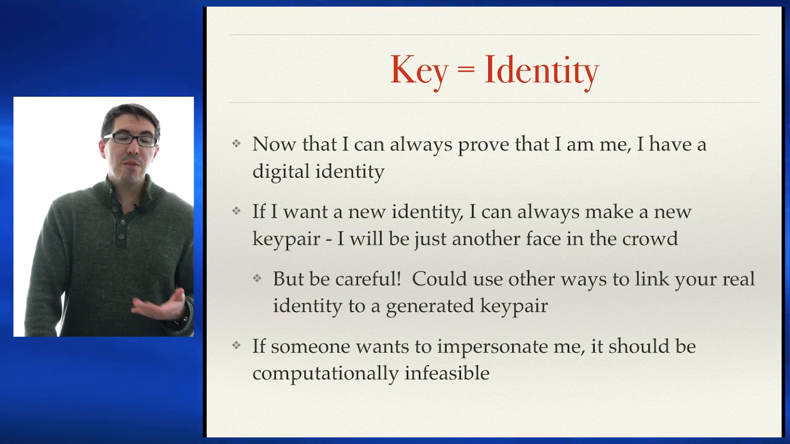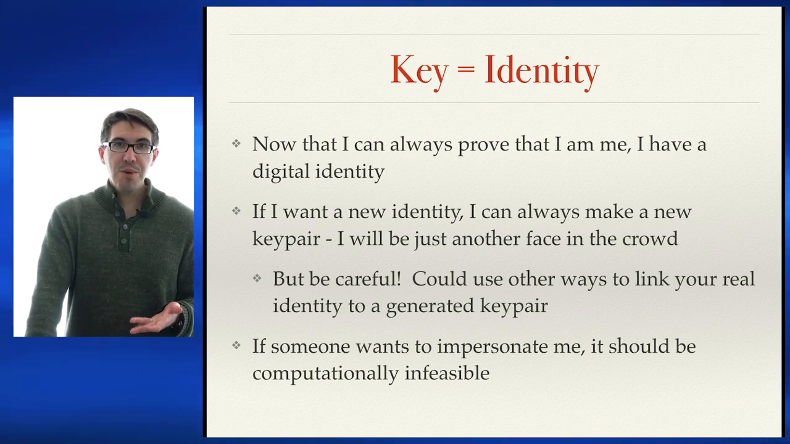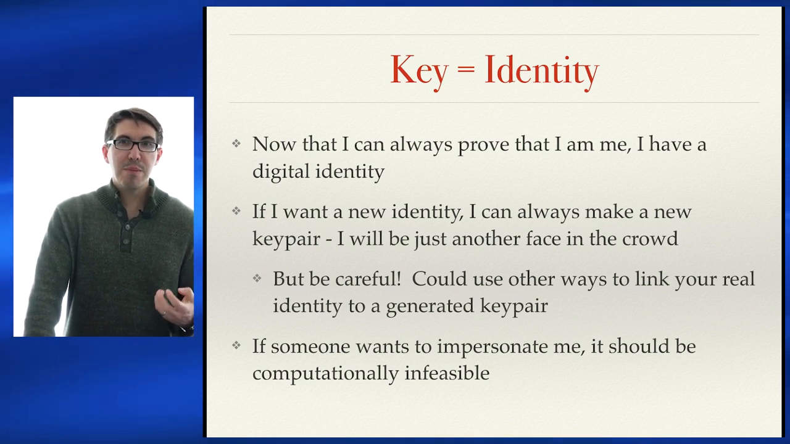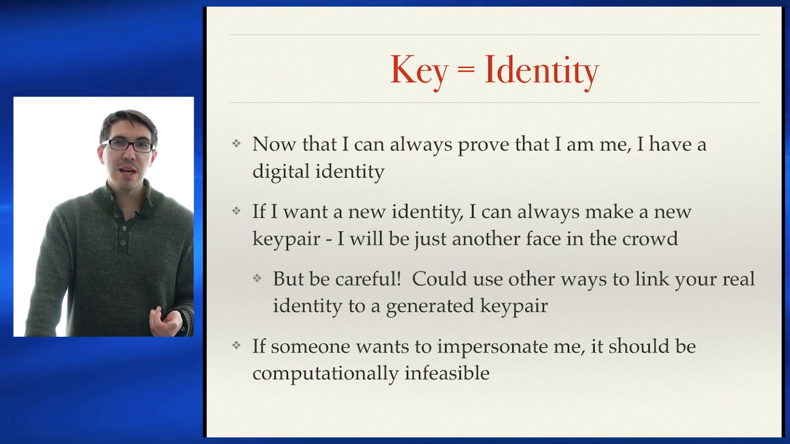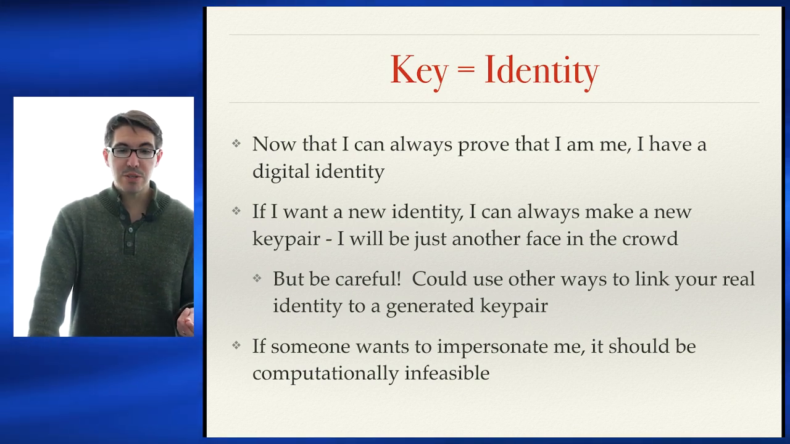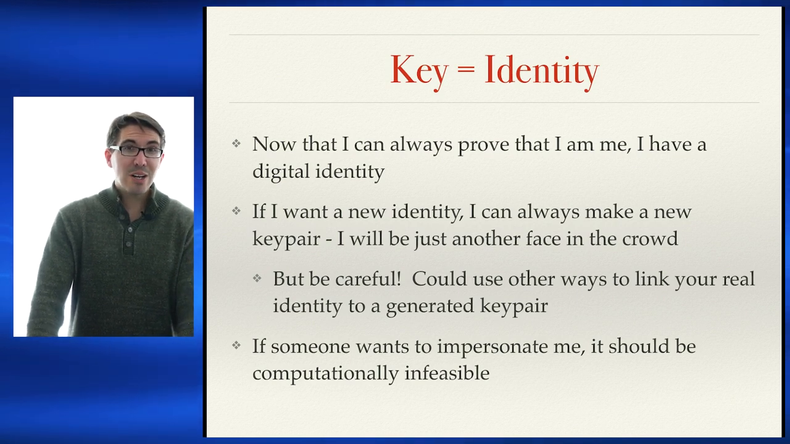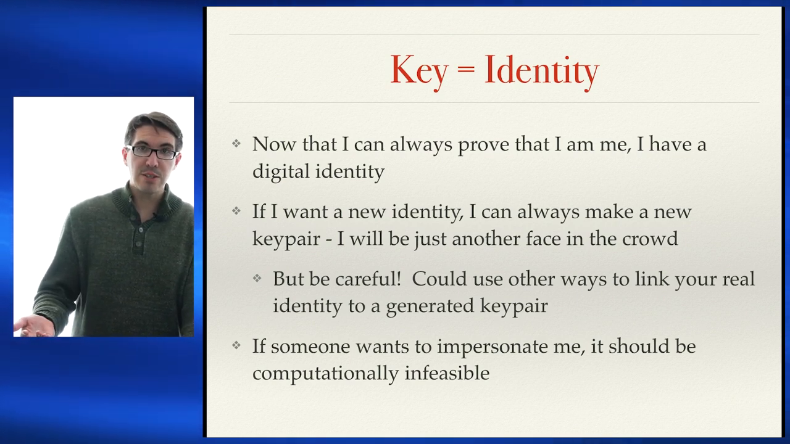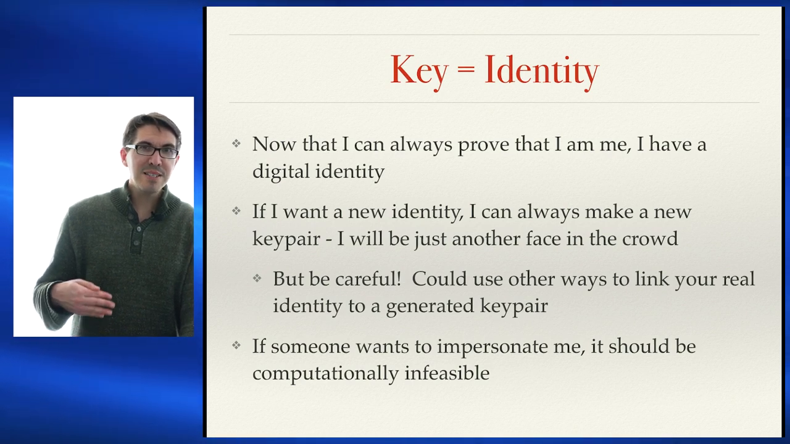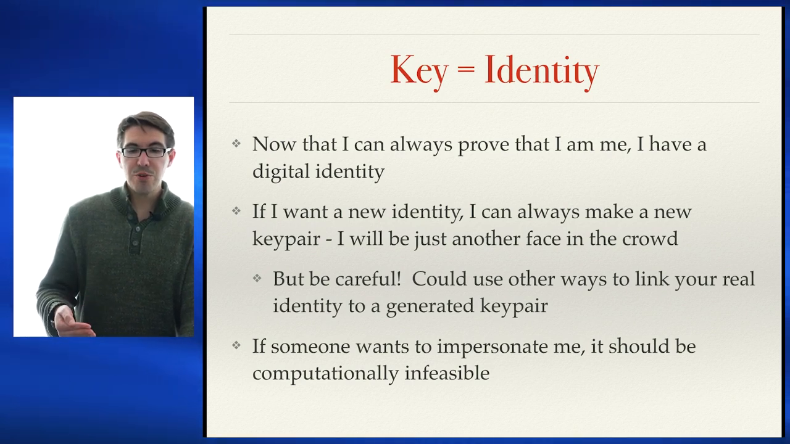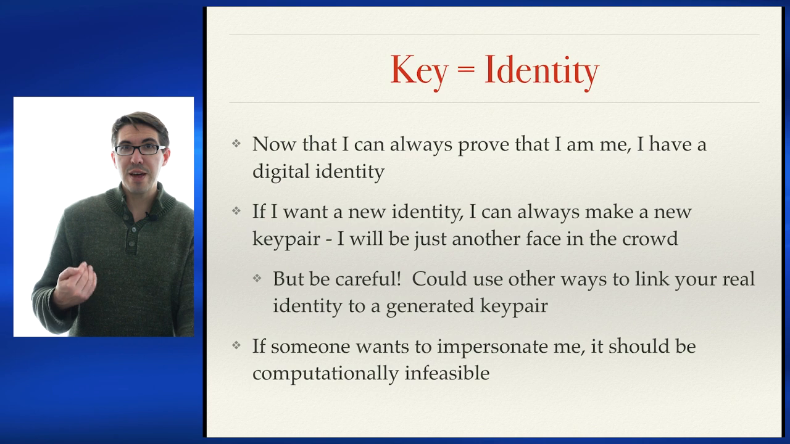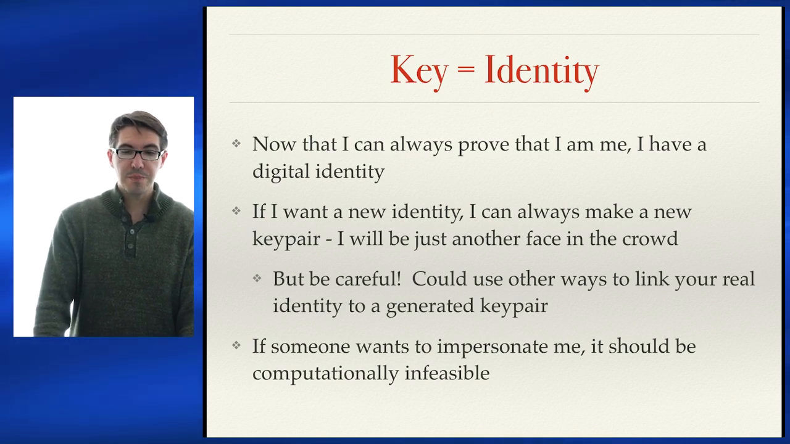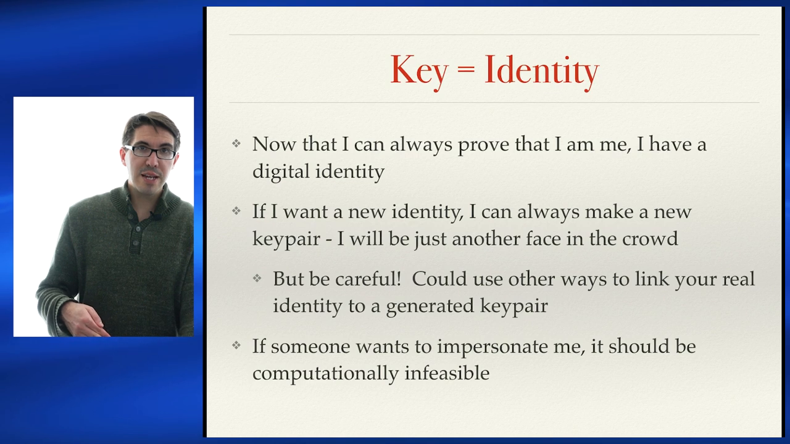So if we have a way of unforgeably proving who we are, we have a sort of digital identity. So I can always say that this is me, because if I'm the only one who knows the secret key, I'm the only one who should be able to sign messages. If I want a new identity, I can always make a new key pair. I can just become another face in the crowd. So this is interesting, where it's very easy to prove that someone or some message is from you. It's very difficult to prove that it was not sent by you. If someone does want to impersonate me, though, it's going to be computationally infeasible.